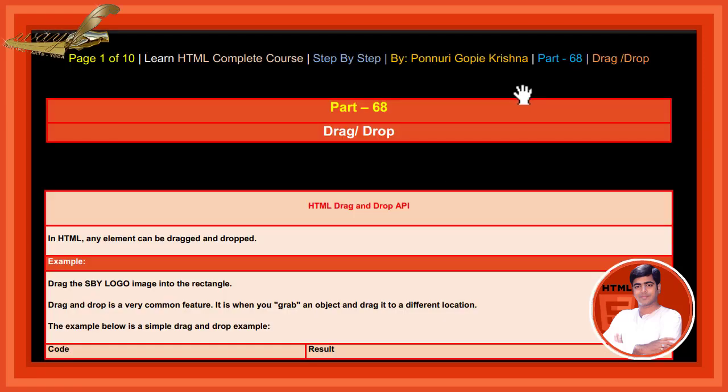In this session, let us learn about drag and drop, the HTML drag and drop API. In HTML, any element can be dragged and dropped. Example, drag the SBI logo image into the rectangle. Drag and drop is a very common feature. It is when you grab an object and drag it to a different location. The example below is a simple drag and drop example. See the code and result.